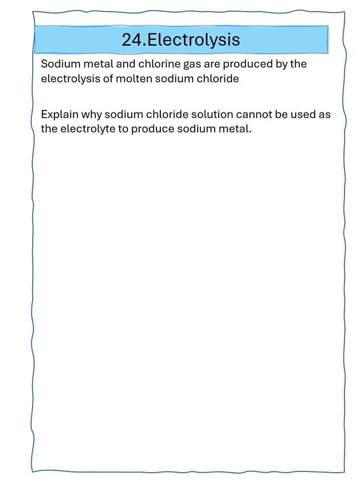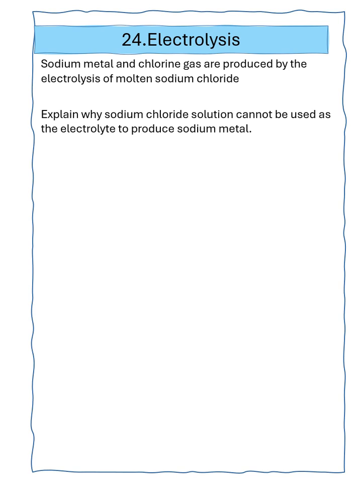Question 24 says sodium metal and chlorine gas are produced by the electrolysis of molten sodium chloride. Explain why sodium chloride solution cannot be used as electrolyte to produce sodium metal. So the key thing to remember here is that in molten sodium chloride, we've only got 2 ions, sodium ions and chloride ions. So there's only 2 possible products, which is sodium and chlorine gas.